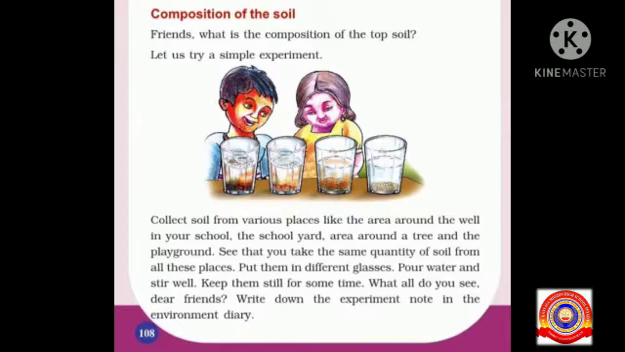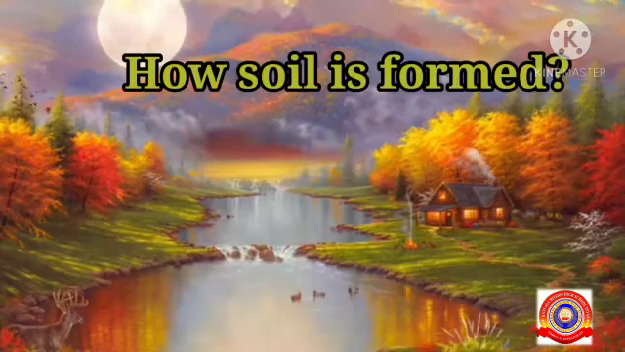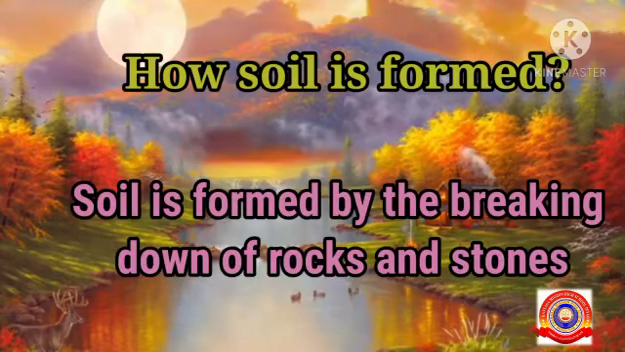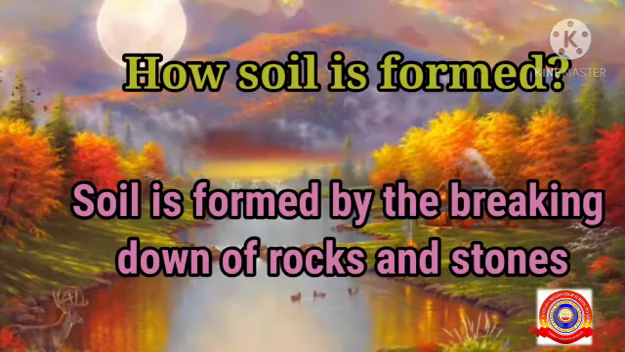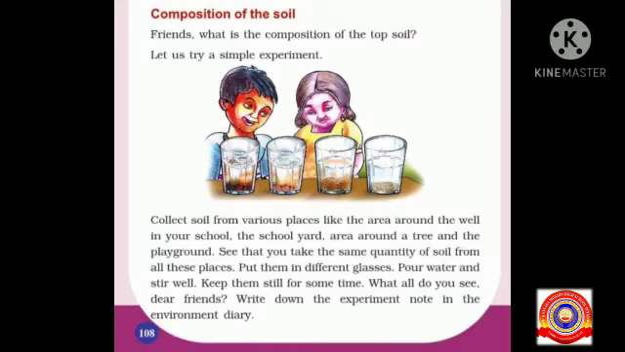We already studied about the formation of soil. How is soil formed? Yes, soil is formed by the breaking down of rocks and stones. So we know that soil contains the particles of both rocks and stones, right? In order to find out the composition of the soil, first of all we have to do an experiment.